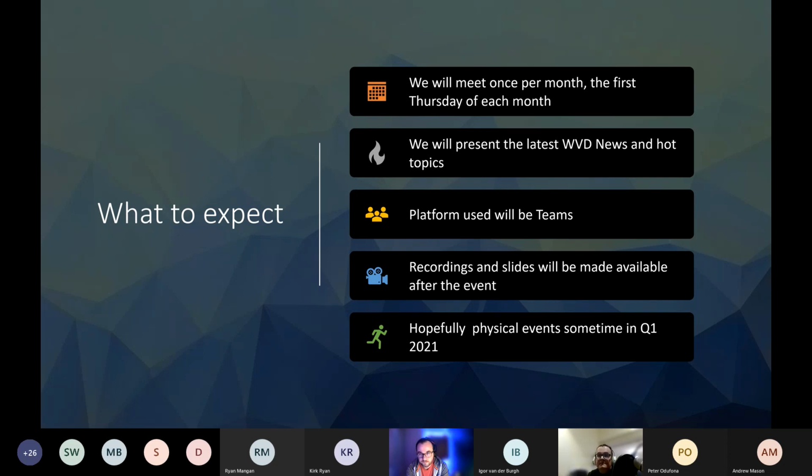And then hopefully we can have some physical events sometime, probably Q2, Q3, who knows. But I'm still to decide whether to do a physical event or whether we'll continue this virtual. I guess when the time comes, we can have a bit of a poll between people and see what they want. Maybe a hybrid, maybe meet once a quarter, physical, and then continue monthly virtual. Who knows? But we'll try and work something out.